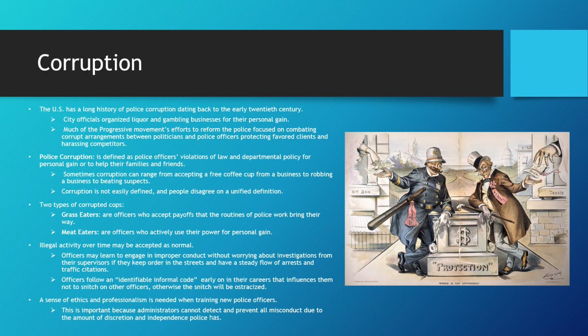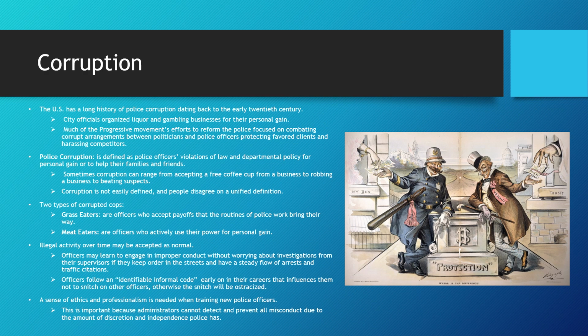However, there is a unified definition for the 2 types of corrupt cops, the first one being grass eaters, which are officers who accept payoffs that the routines of police work bring their way. The second one would be meat eaters, which are officers who actively use their power for personal gain.